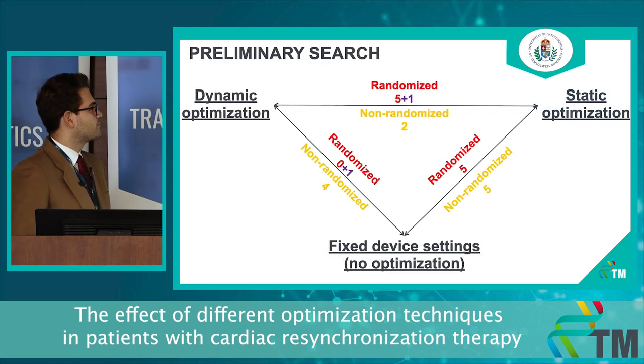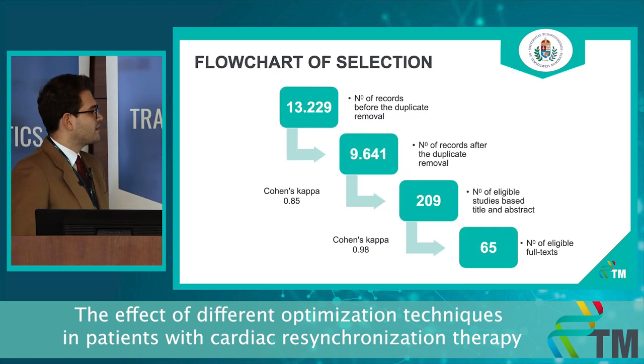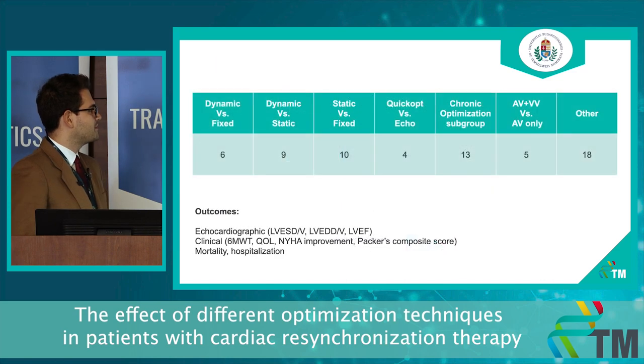Here you can see the results of our preliminary research, the number and the design of the studies in each comparison arm. After this, we did our systematic search with the following search key, the first part standing for the patient population and the second part for the intervention. And here we are now, after the full text selection, we found 65 eligible studies. This may seem a lot, but it is important to emphasize that we have many different comparison arms, and many of the studies report some of the outcomes, not all of the outcomes, which we are looking for.